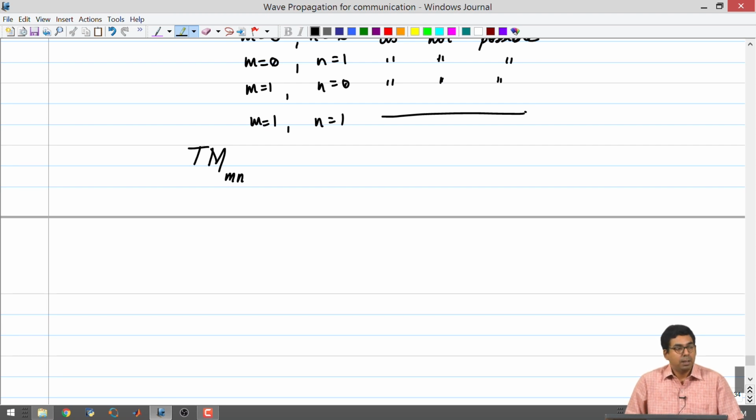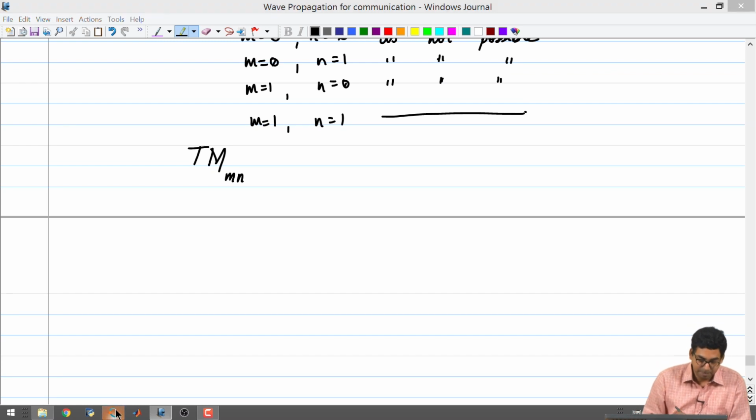So, we are going to see that, and then we are going to make some inferences and get prepared for different polarizations and also different concepts in waveguides for the future classes. So, I will first fire up Octave.